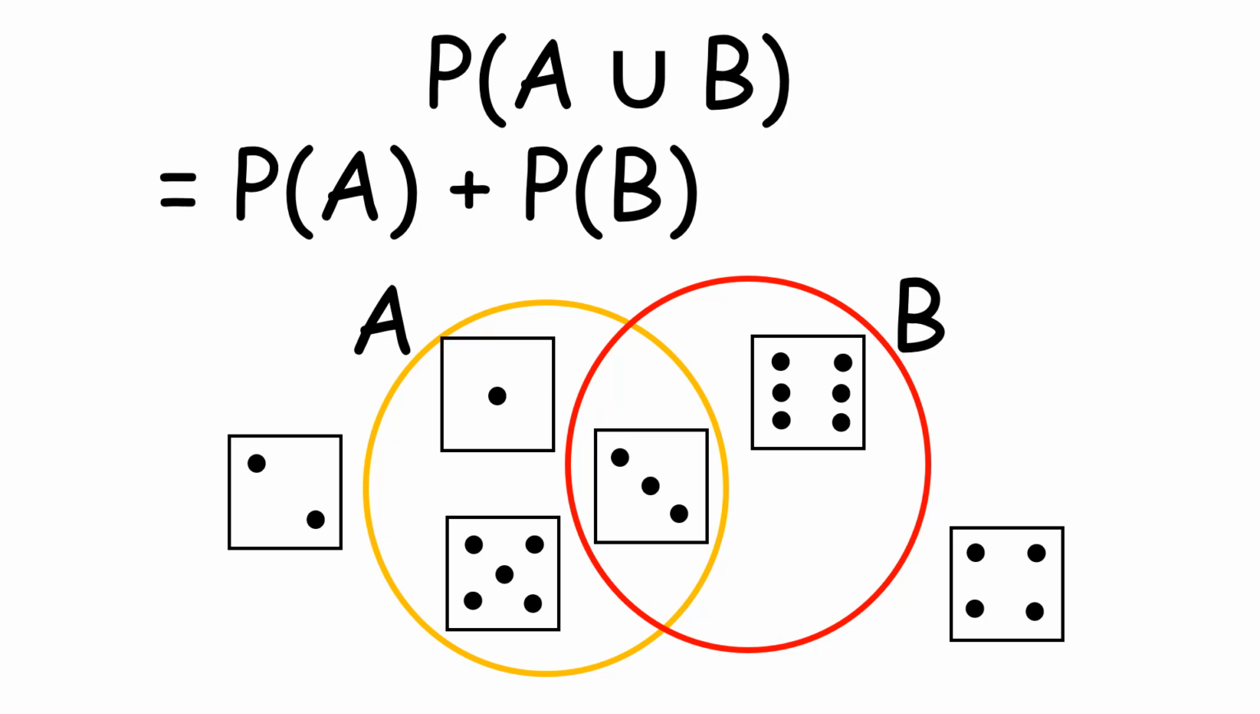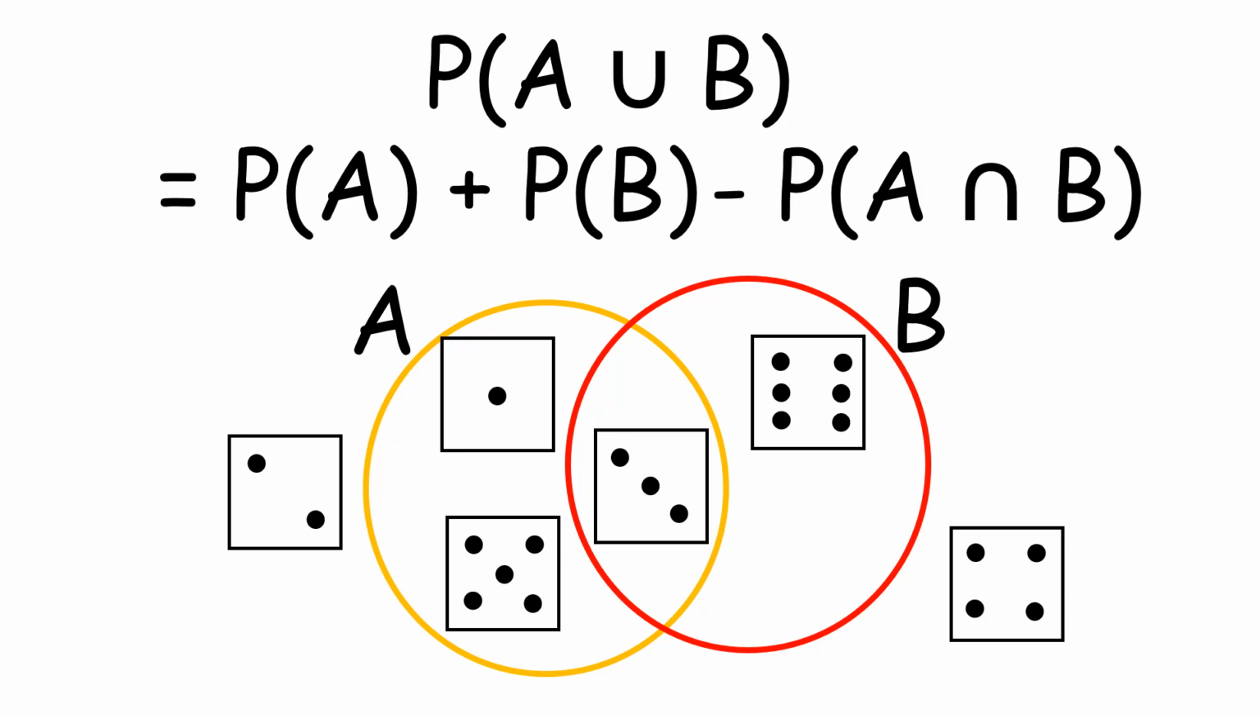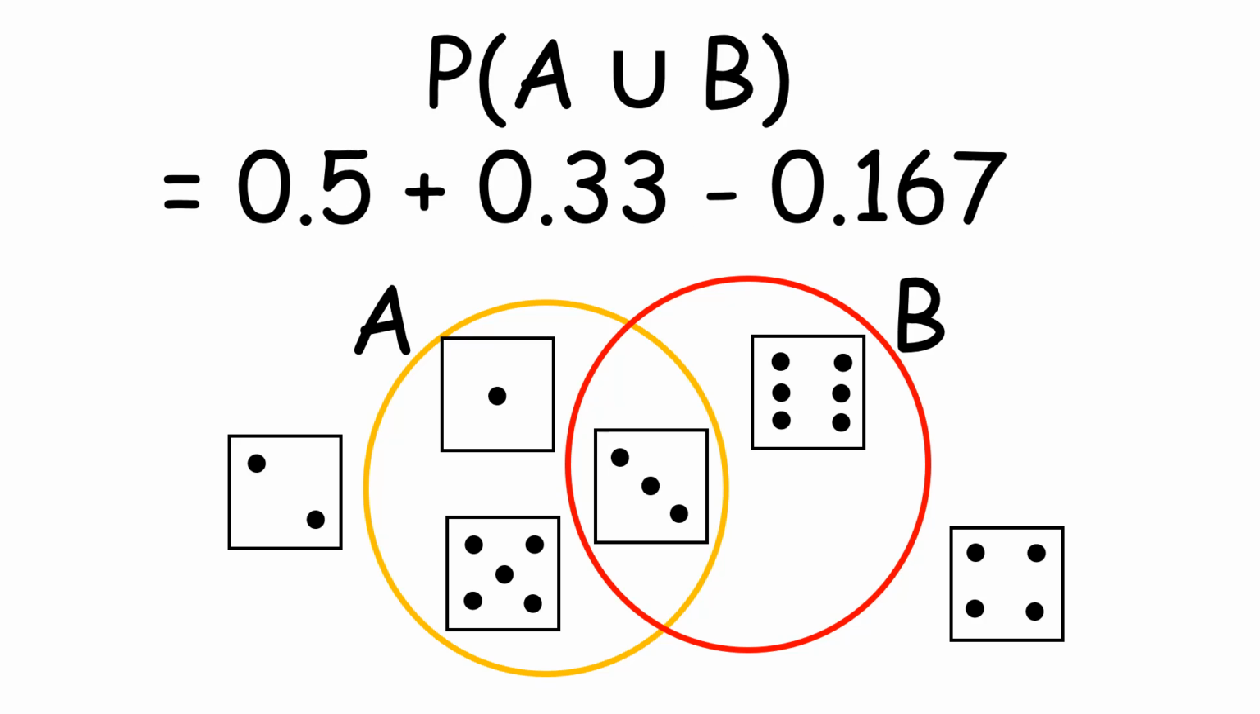However, we need to avoid double counting any sample points that exist in both sets, so we must also subtract the intersection. In this case, there are 3 sample points out of 6 that satisfy rolling an odd number, so that's 0.5, and there are 2 sample points out of 6 for rolling a factor of 3, so that's a third, or 0.33, and there's 1 sample point in the intersection, so we subtract 0.167. So the probability of rolling an odd number or a factor of 3 is 0.633.